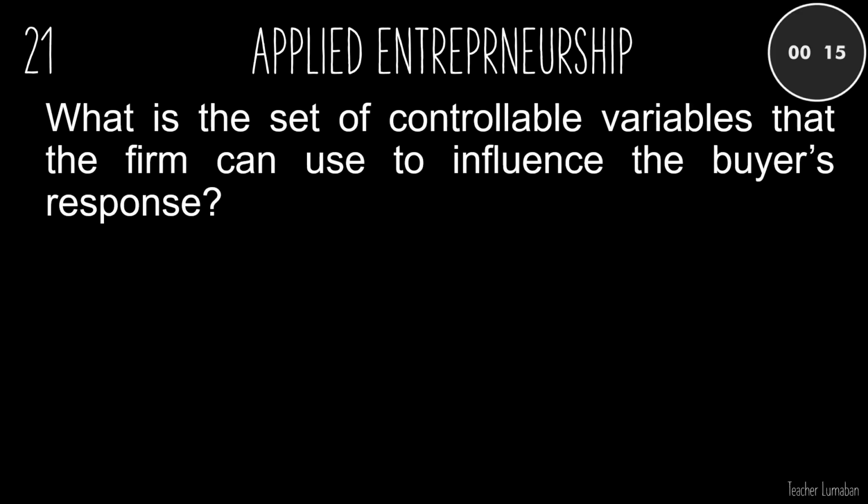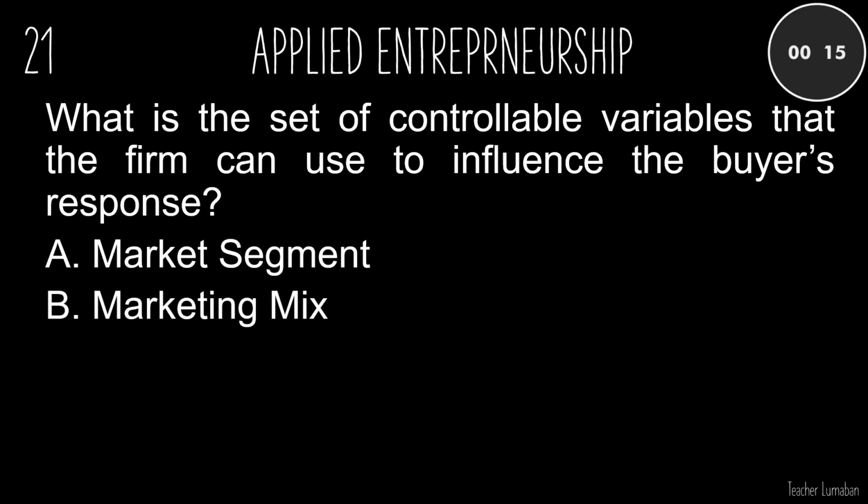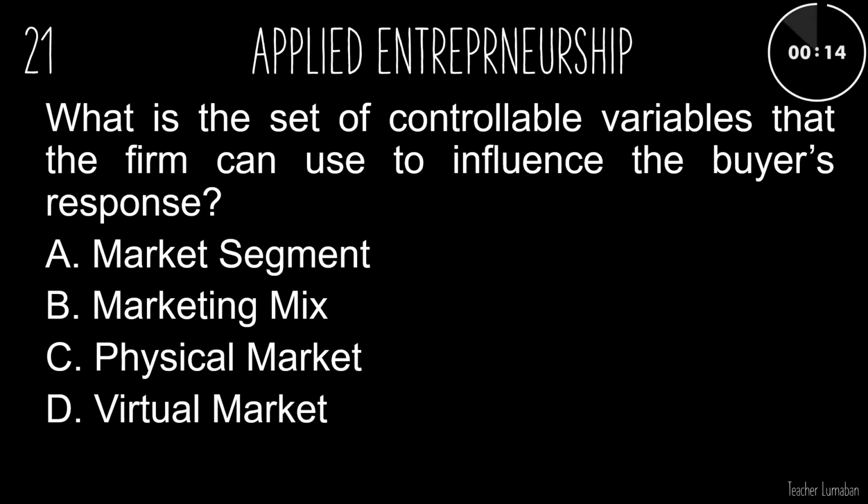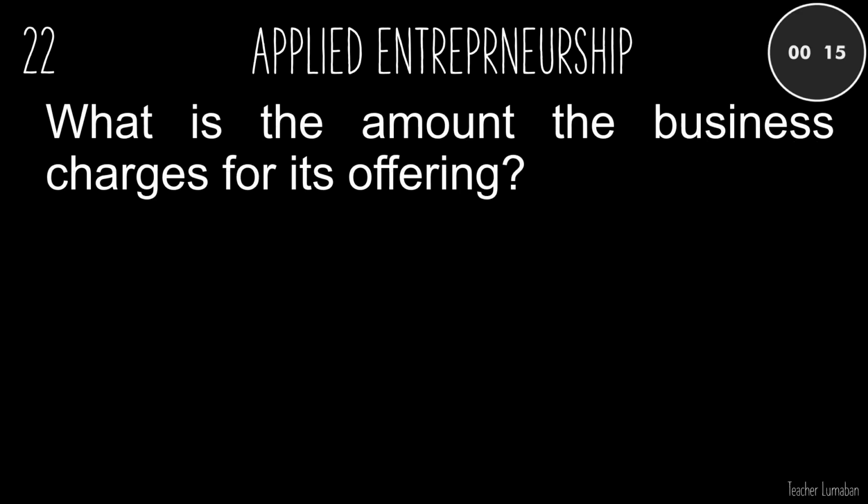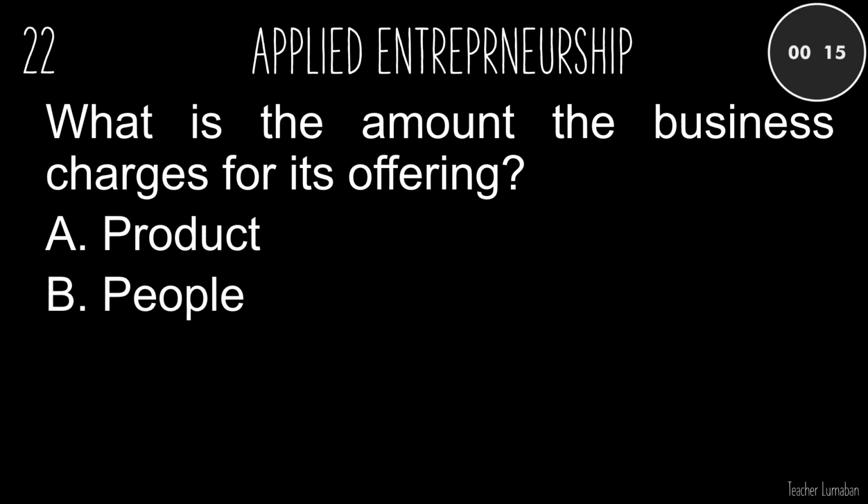What is the set of controllable variables that the firm can use to influence the buyer's response? A. Market segment. B. Marketing mix. C. Physical market. D. Virtual market. What is the amount the business charges for its offering? A. Product. B. People. C. Price. D. Promotion.